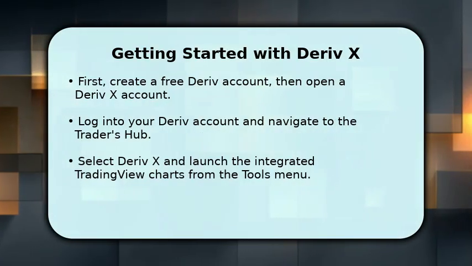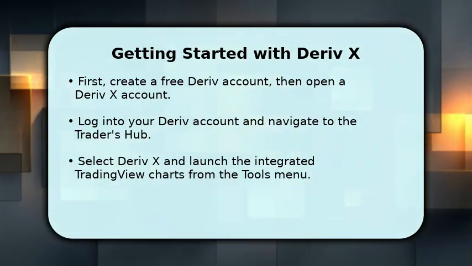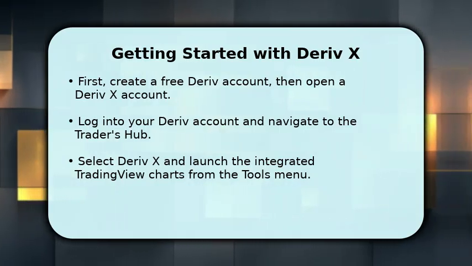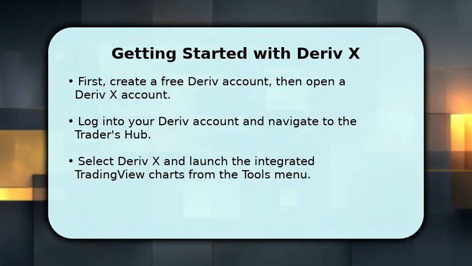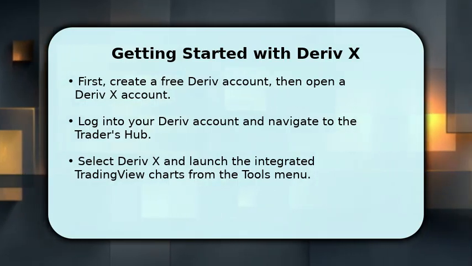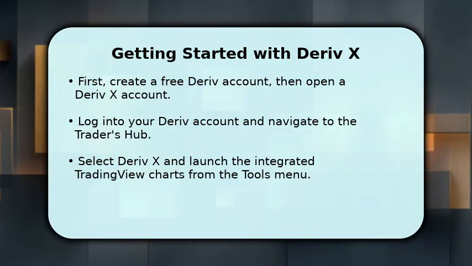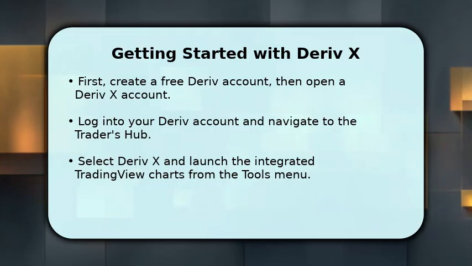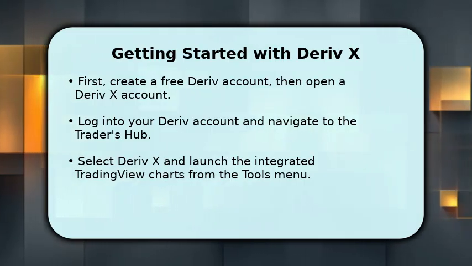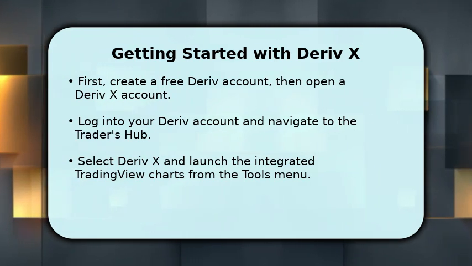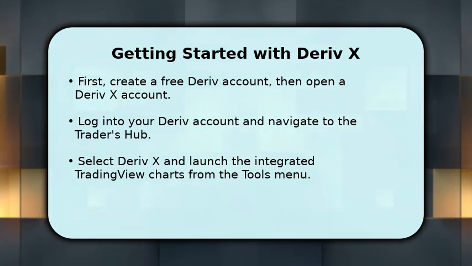To begin, you'll need a Deriv account and a DerivX account. Once logged into Deriv, simply head to your trader's hub. From there, select the DerivX platform, which is your gateway to these advanced charting capabilities. Within DerivX, you can easily launch the TradingView charts by clicking on the Tools menu. This straightforward process ensures you can quickly access all the analytical power at your fingertips.